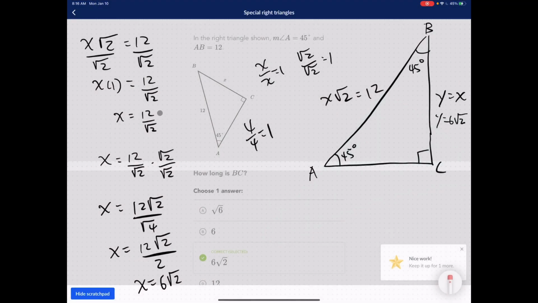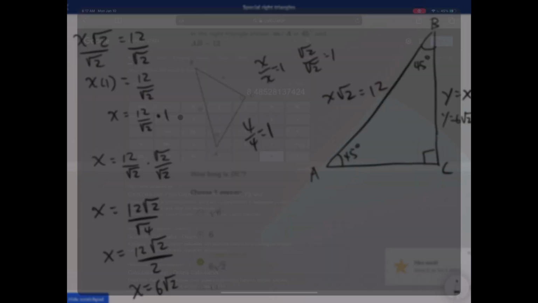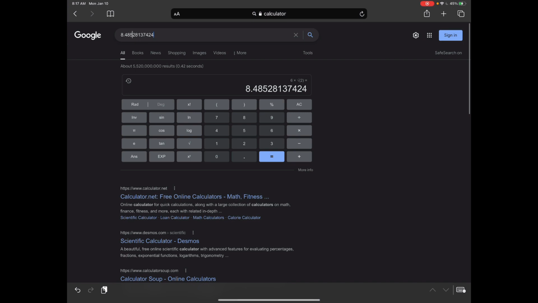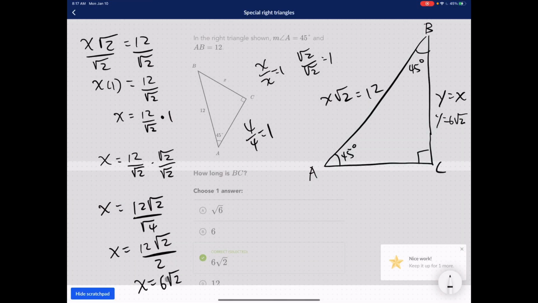So as you can see, this is in fact the same thing as this because we're multiplying it by just 1. Remember, we multiply by 1. That's what I wanted to show you guys, that even though we multiply by the square root of 2 over the square root of 2, we're not changing the value of this number. It's still 8.4852. It's just that when we do it this way, it looks a little bit different, okay? So I hope that helped, and I'll see you guys.